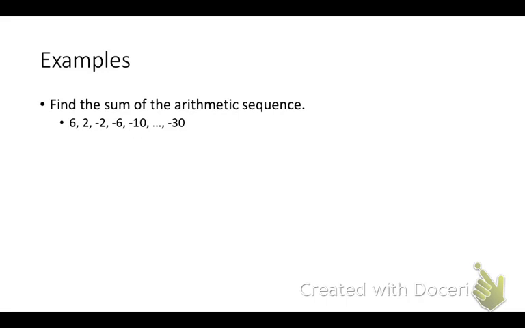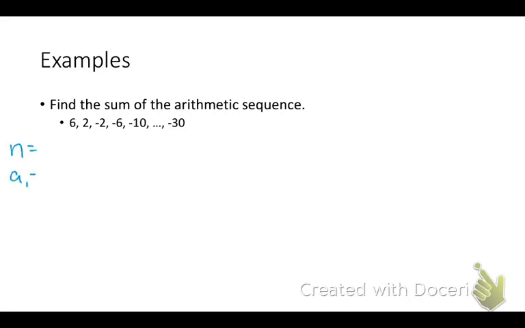Now, on case 3, it says find the sum of the arithmetic sequence. So, in this case, you have the first term, you have the last term, but what don't you know? The number of terms. So, we don't know what n is.